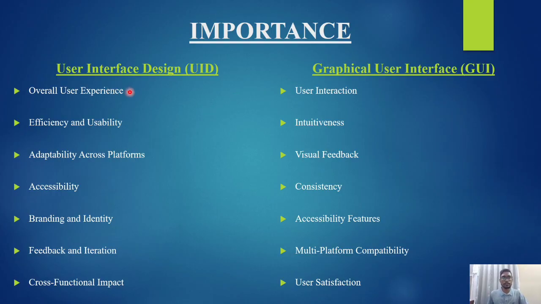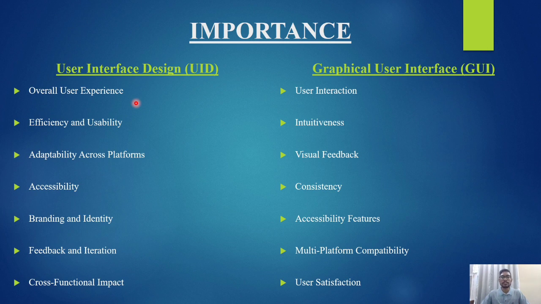So what is the importance of UI? First of all, its importance is overall user experience. UI design encompasses the entire user experience, including layout, navigation, and functionality, ensuring a cohesive and enjoyable interaction. Next importance is efficiency and usability. UI design focuses on optimizing usability and task efficiency, making it easy for users to accomplish their goals within the software or application. Third importance is adaptability across platforms. UI design considers how the interface adapts to different devices and screens, ensuring a consistent user experience.